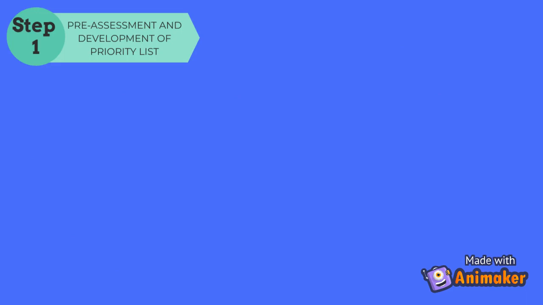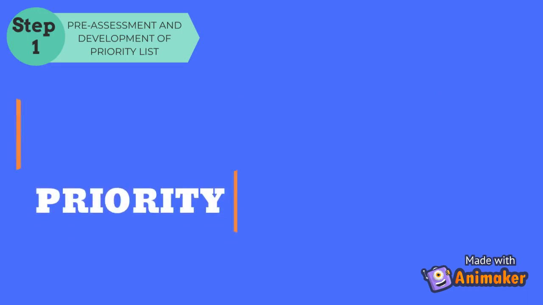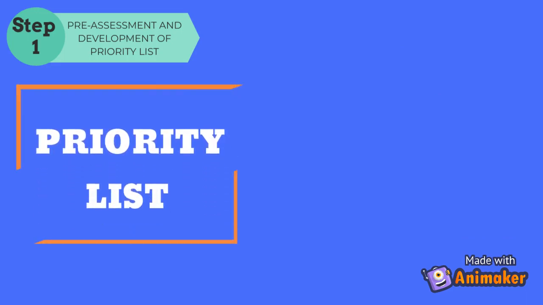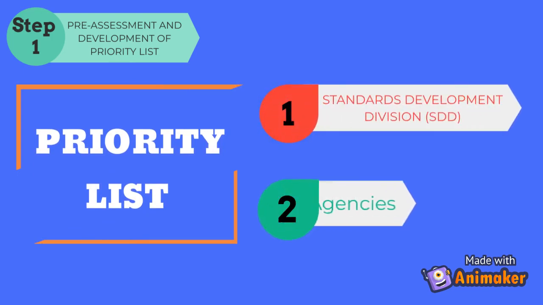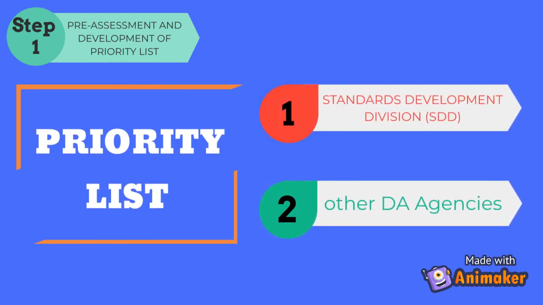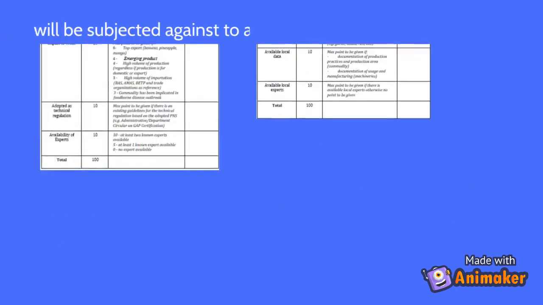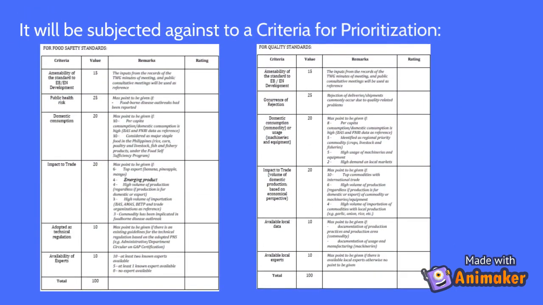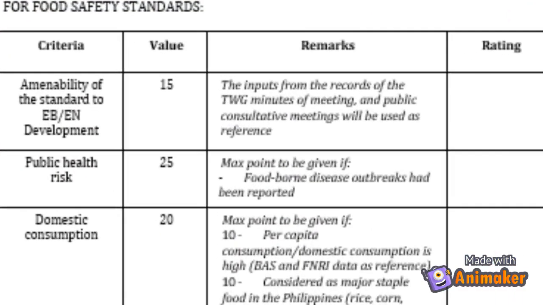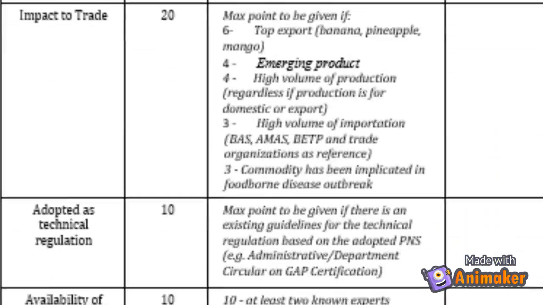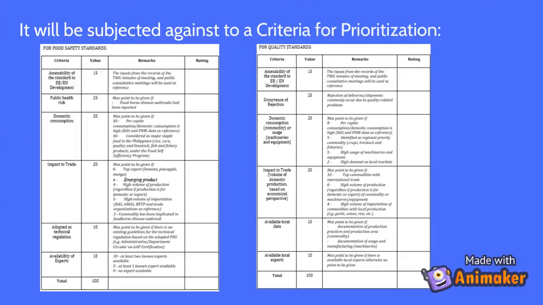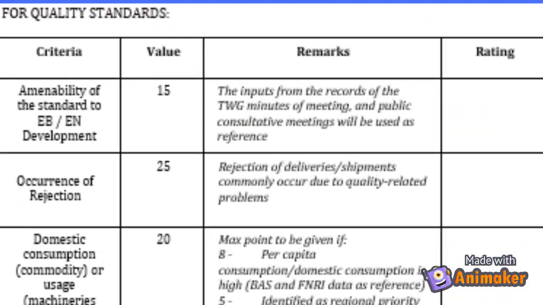Step 1. The development of the priority list is derived from inputs coming from the Standards Development Division and other DA agencies. The list will be subjected against a criteria for prioritization, either the Food Safety Standards criteria for prioritization, or the Quality Safety Standards criteria for prioritization.